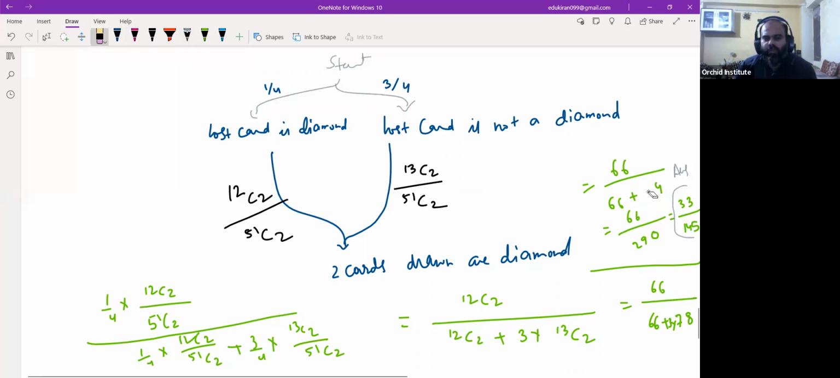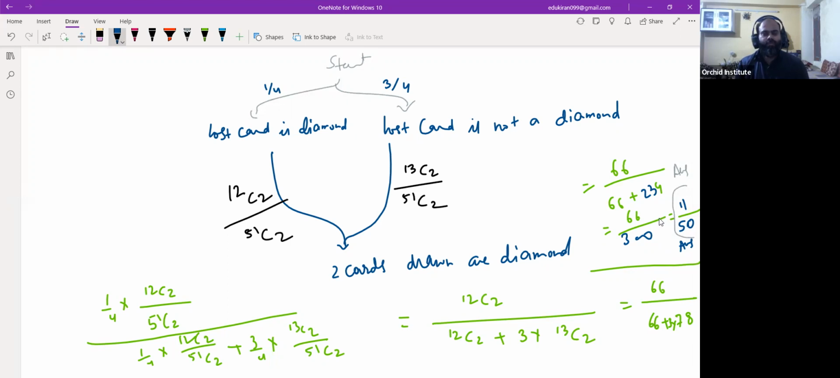This is 234. 8, 24, 2 carry. So this is 234, so this would become 300. So this will become 33 by 150. Or you can also divide by 3. You can divide by 6 actually. So 6 into 11 is 66 and 6 into 50 is 300. 11 by 50 you are saying now? Yes, sir. Yeah, fine. Here it was 234.